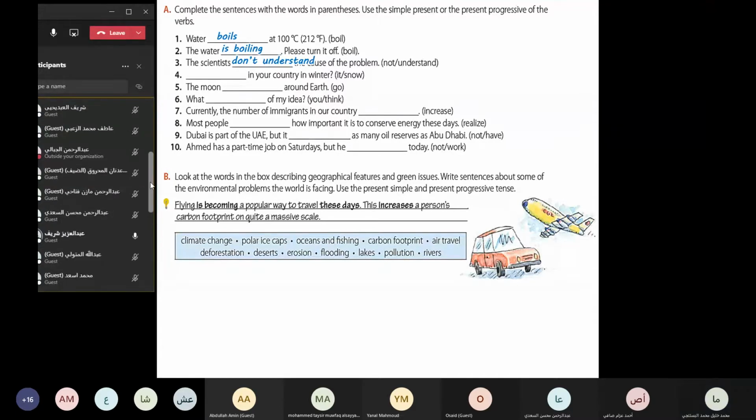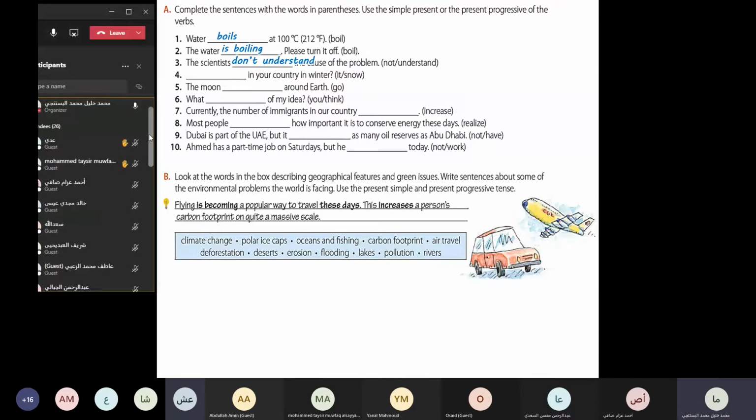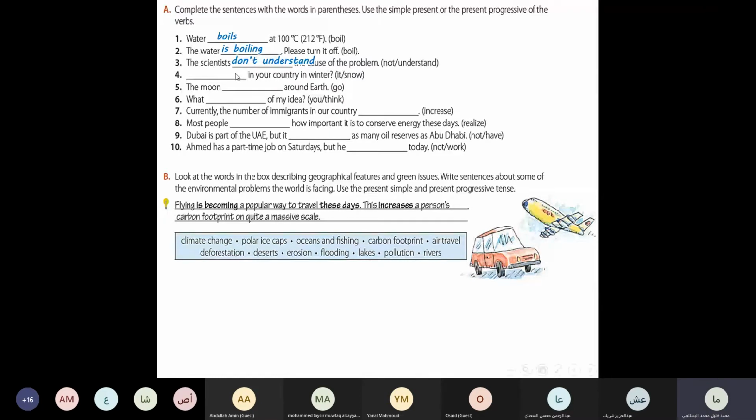Sir, teacher. Abdulaziz. Is it snowing in your country in winter? Is it snowing or does it snow? Talking about what? Habitual action or not now? We are not asking about now. Look at the answer. Thank you. Does it snow in your country? I'm asking about in general, not about now. Does it snow in your country in winter? In general, in winter. Does it snow or not? Okay. Muhammad Taysir.